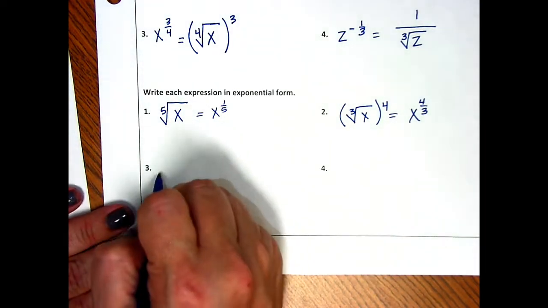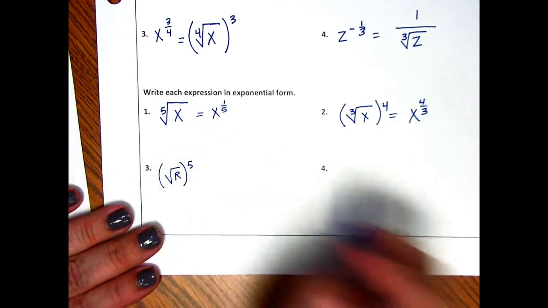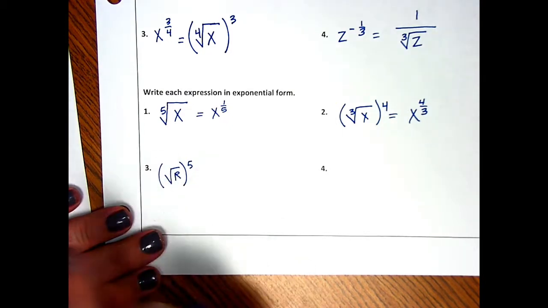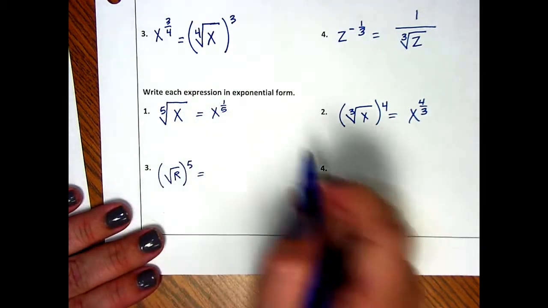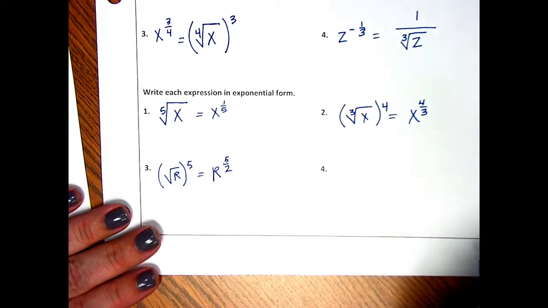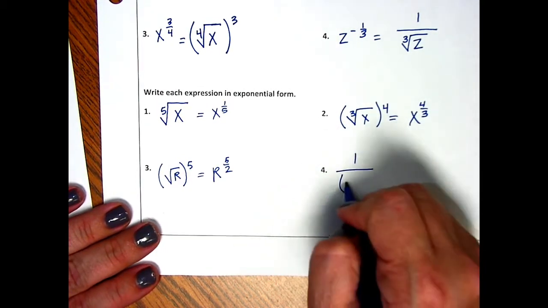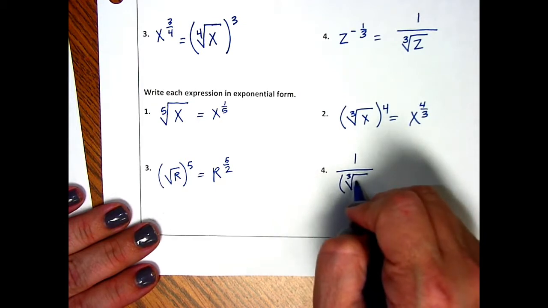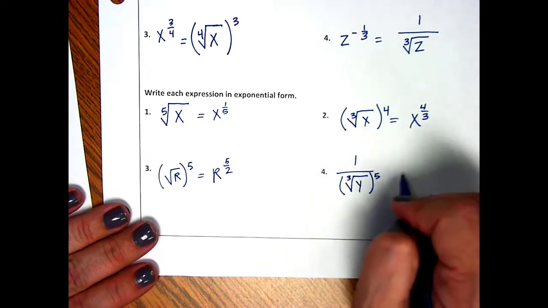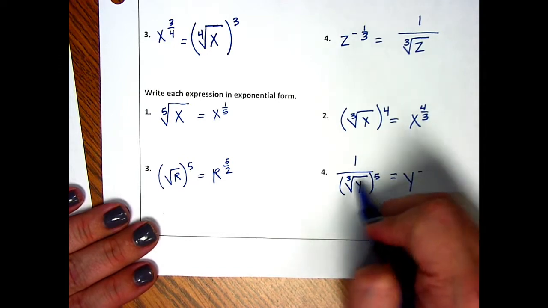For example number 3, I'm going to do the square root of r to the 5th power. Now, again, because there's nothing there, you want to be careful that it's not a 1. It's actually a 2. So this is r to the 5 halves. Okay, and our last example is 1 over the cube root of y to the 5th power. Because it's a fraction, that means my exponent is negative, and it's going to be negative 5/3.